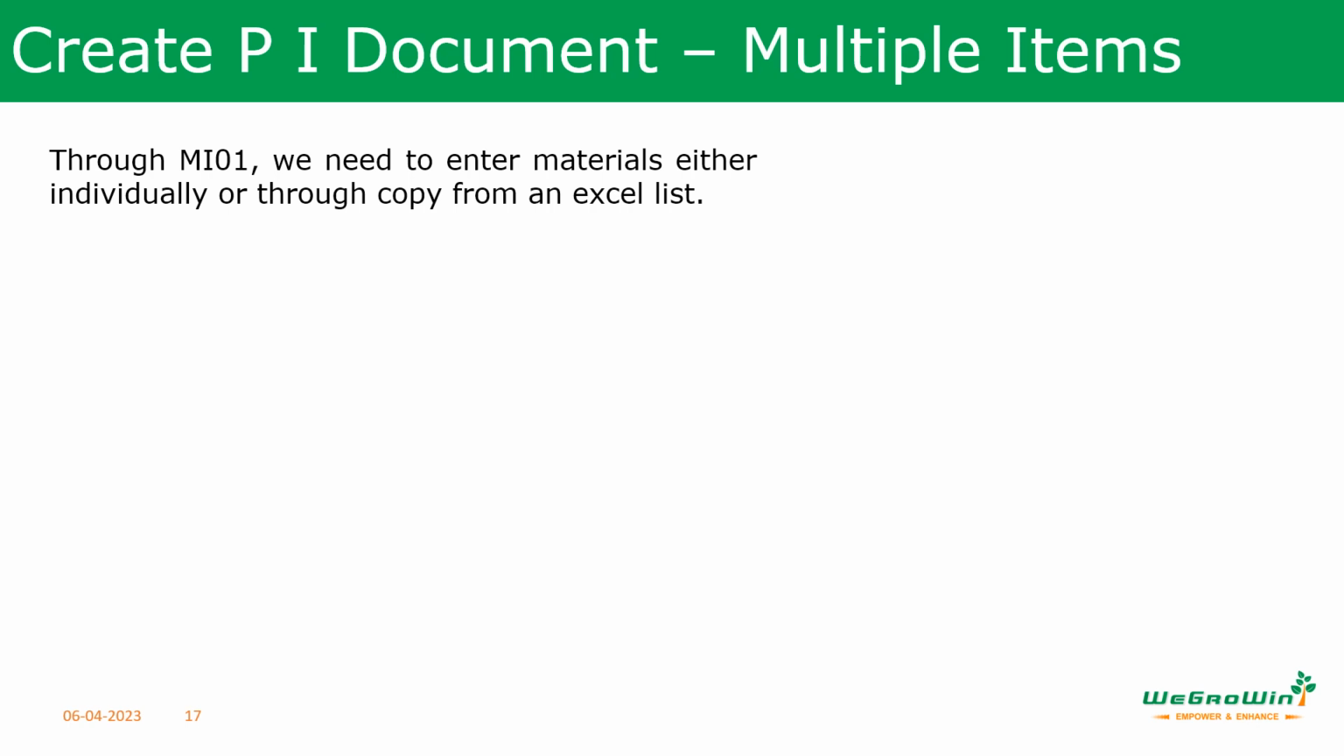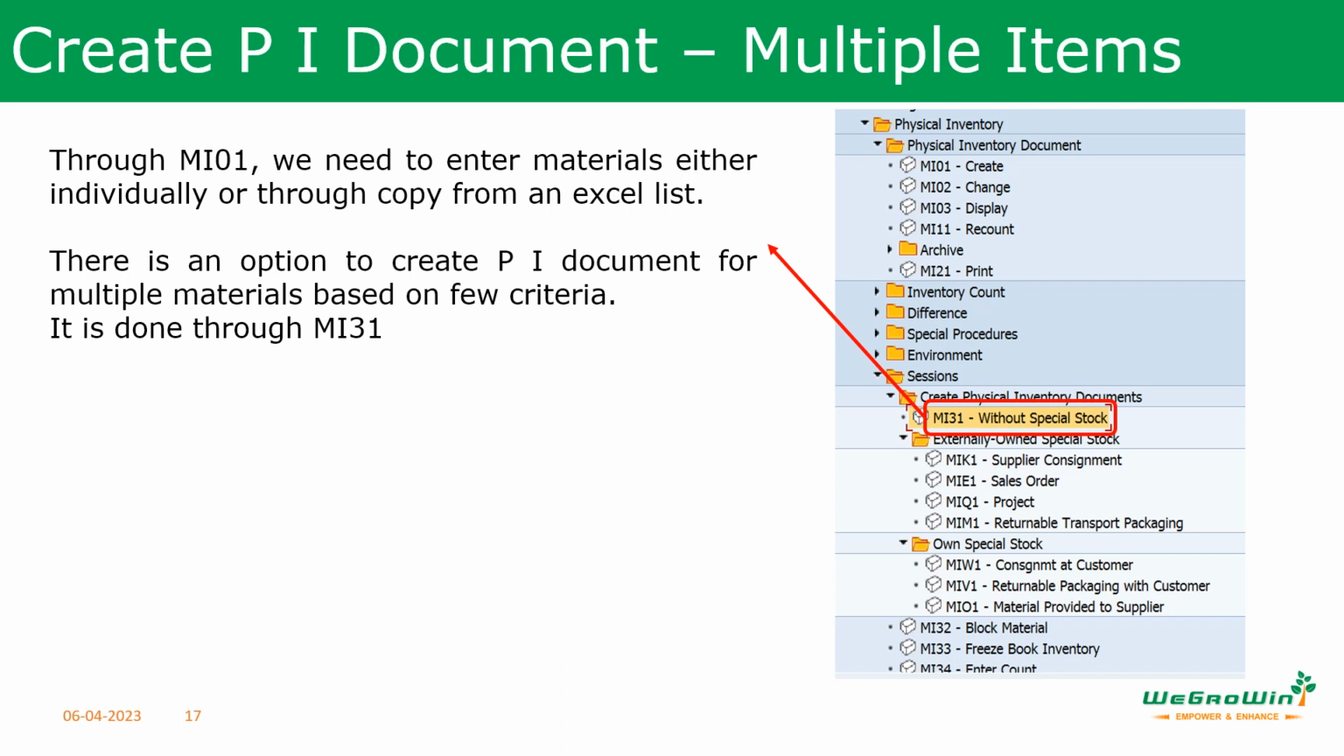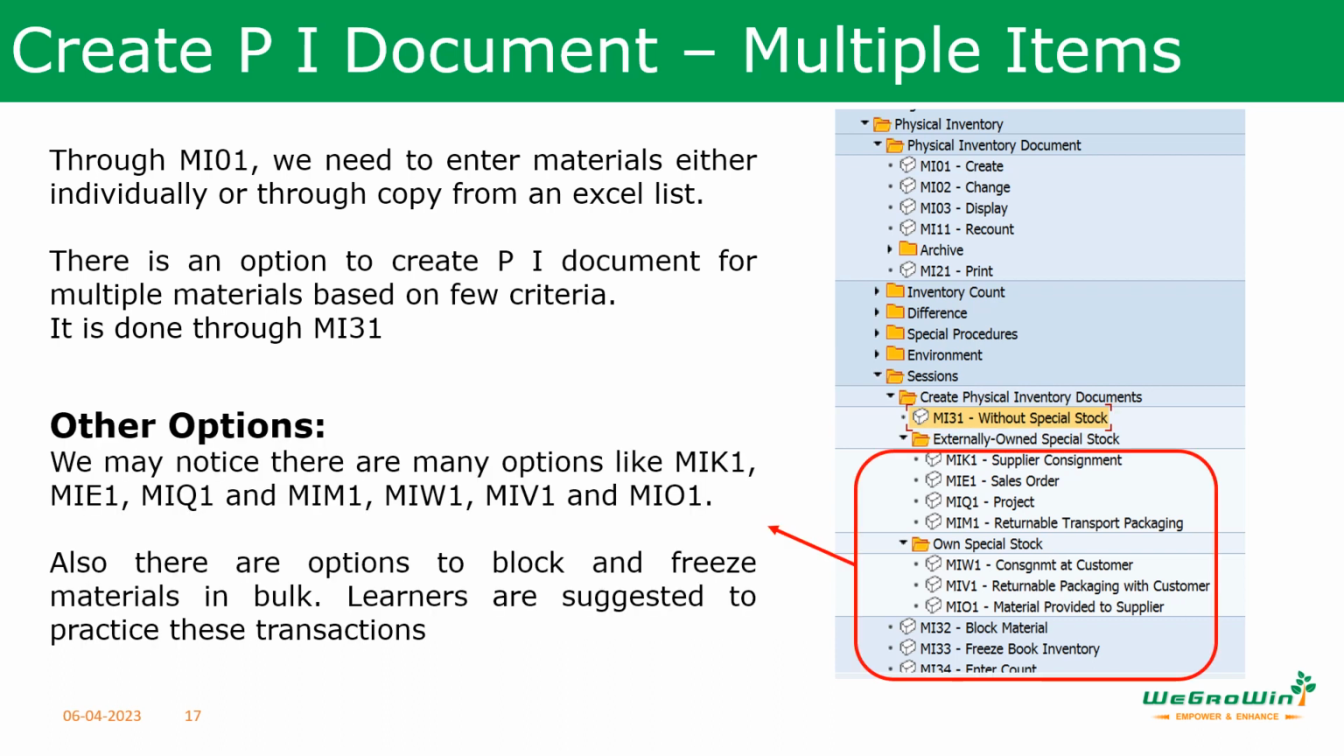When we create a physical inventory document through MI01, we need to enter materials either individually or by copying from an Excel list. There is an option to create a physical inventory document for multiple materials based on a few selection criteria. It is done through transaction MI31. We may also notice there are many options like MIK1, MIE1, MIQ1, MIM1, MIW1, MIV1. There are options to block and freeze materials in bulk. It is suggested to practice these transactions because they will help a lot to simplify the process.